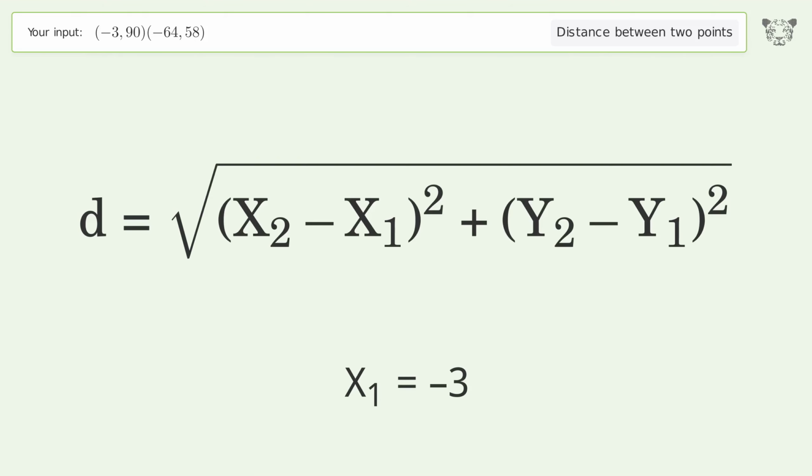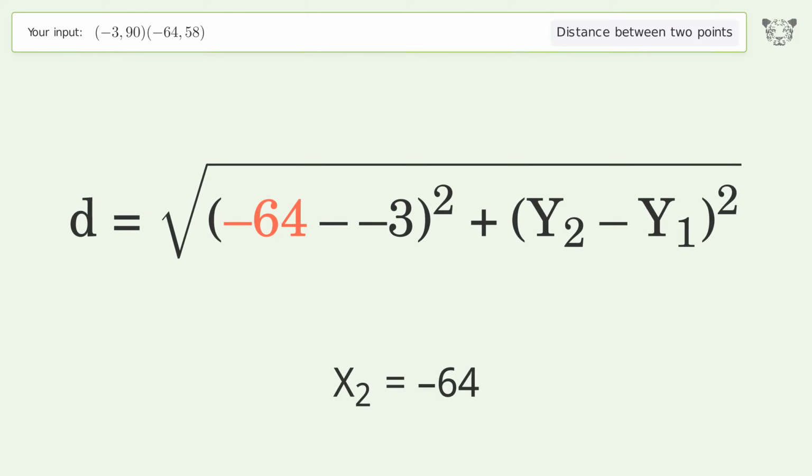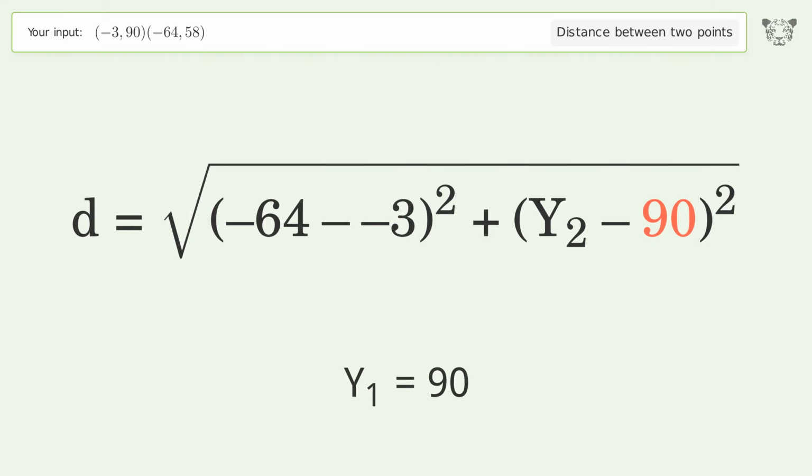x1 equals -3. x2 equals -64. y1 equals 90. y2 equals 58.